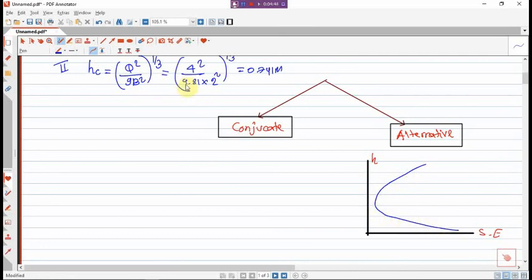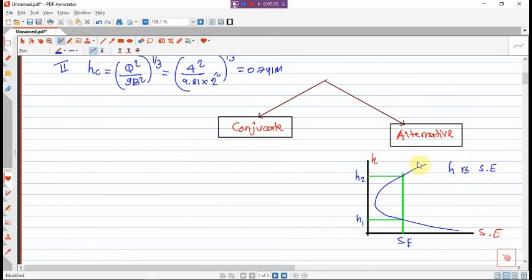Okay, then for here the alternative depth is like this. There will be two depths here. Right here, for a certain specific energy we are getting two H values, H1 and H2. So these are the alternative depths. The graph of H versus specific energy gives the alternative depth.